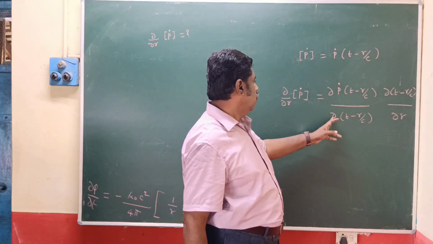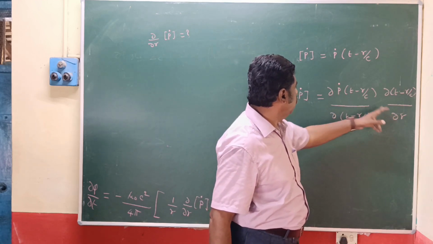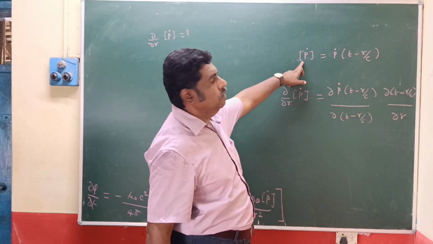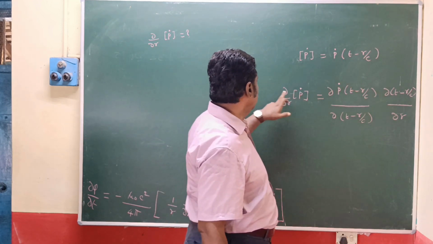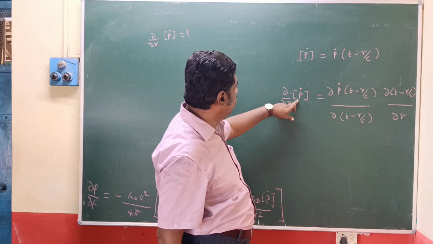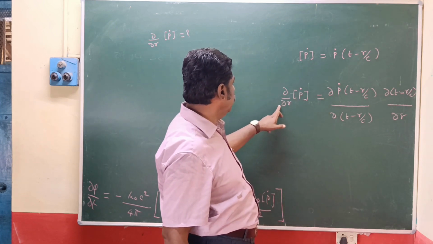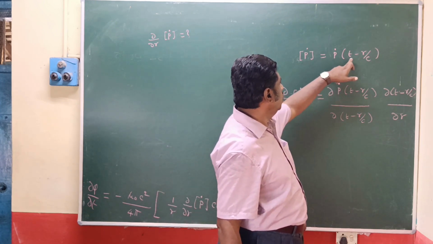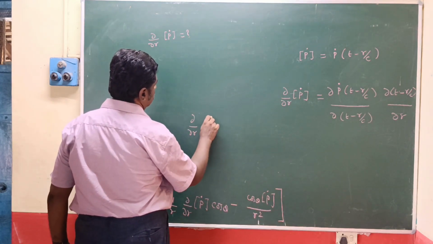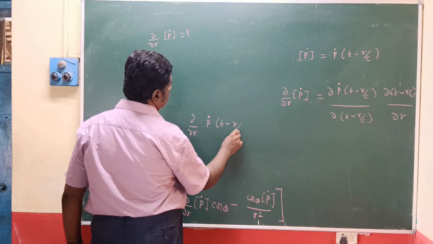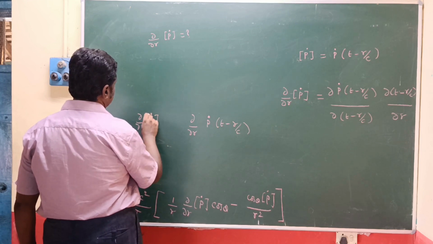See here, ∂(t − r/c) and ∂(t − r/c) cancel out. We can get ∂/∂r of p dot (t − r/c). [p single dot] inside the square bracket is equal to p dot (t − r/c). We need the value of ∂/∂r of [p single dot] inside the square bracket. That is equal to ∂/∂r of p single dot (t − r/c). This is the meaning of ∂/∂r of p single dot.